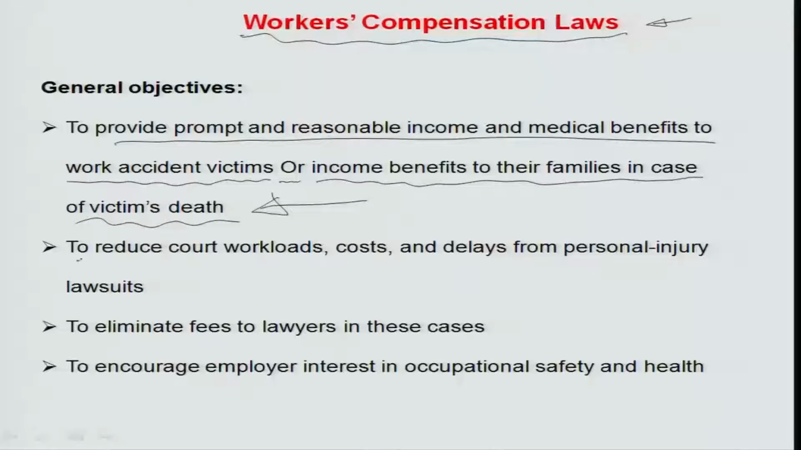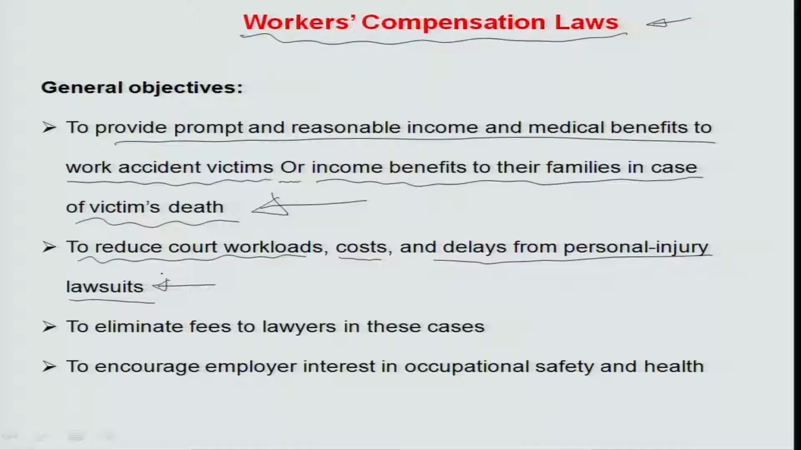Also the general objective is to reduce the workload of courts, and to reduce overall costs or delays from personal injury lawsuits which would otherwise come in if not properly handled. So, there has to be a framework through which every such case is handled, so that there is uniformity and people are aware that such a framework would compensate in a particular defined manner, and it will not vary between different kinds of deaths which have happened.